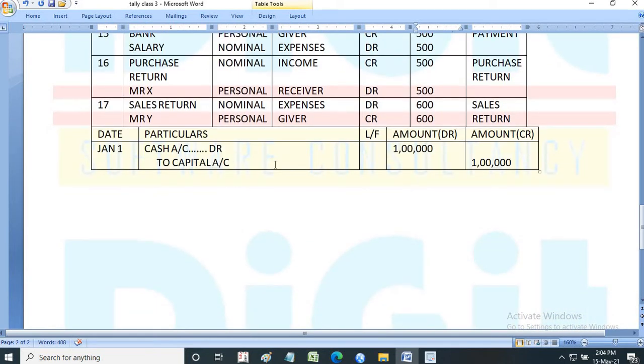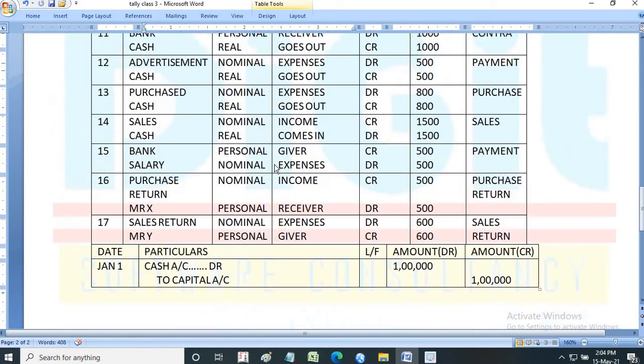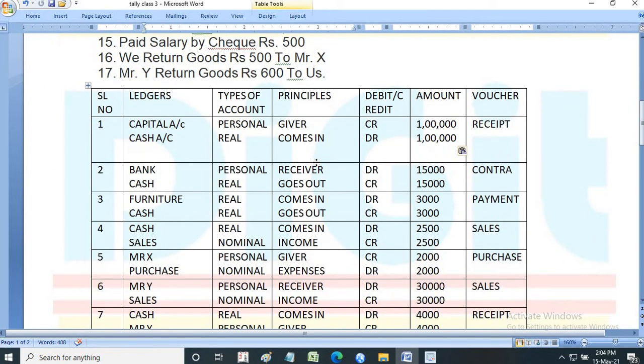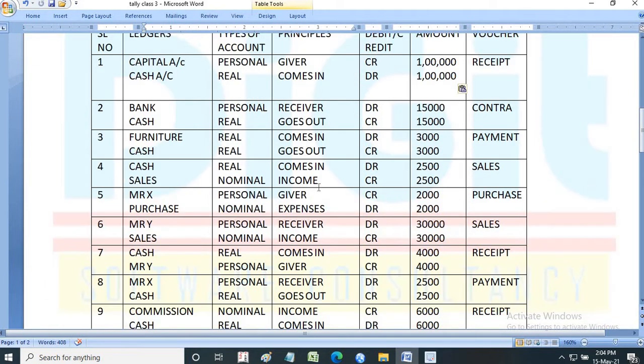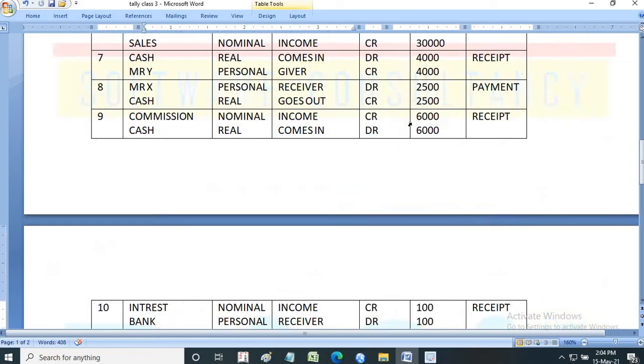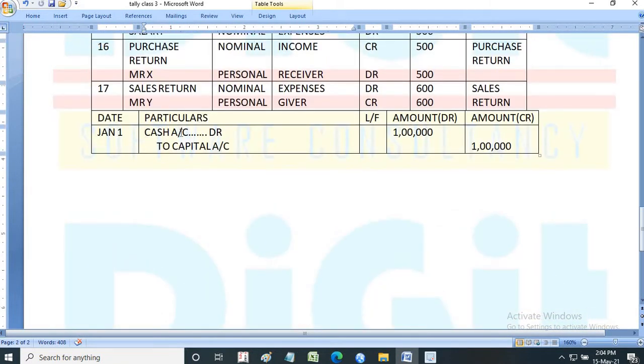That means we can even go directly to passing the entry in Tally. It depends on you. If you can solve the problem directly in Tally, then we can skip this part. But before that, understanding is a must. You must understand how to make a ledger debit or credit. So this is the format of the journal. This way only we make it.